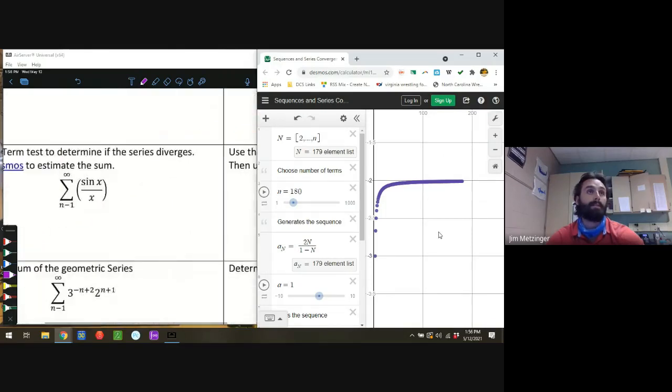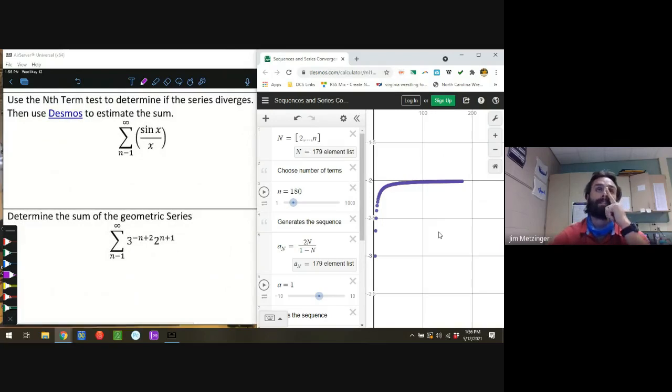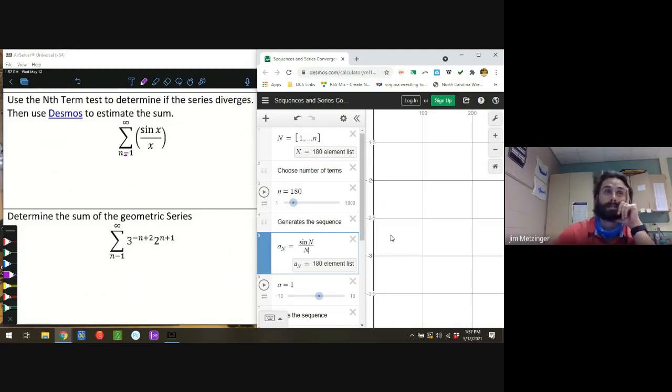Let's see. Series means sum. All right. Use the nth term test to determine if the series diverges. What is the nth term test? I forgot. It's supposed to be n equals 1. I don't know why it says negative. The nth term test is basically graph the thing and look at what the sequence does.